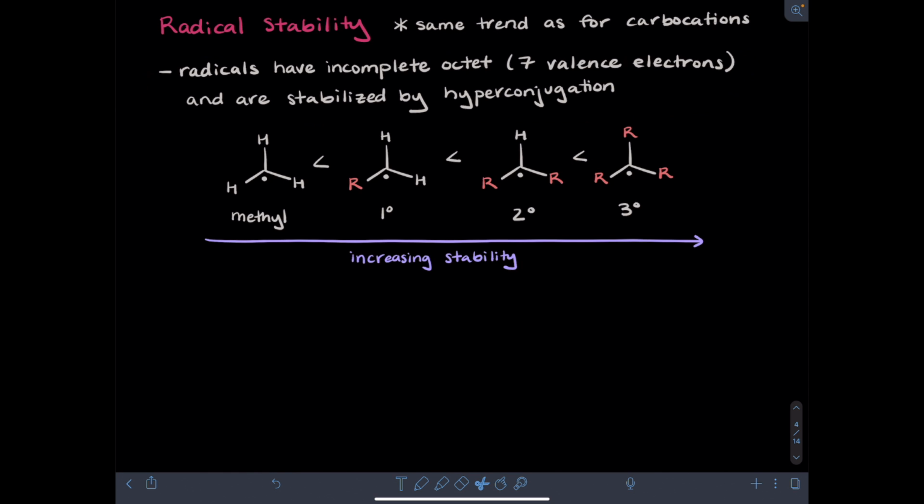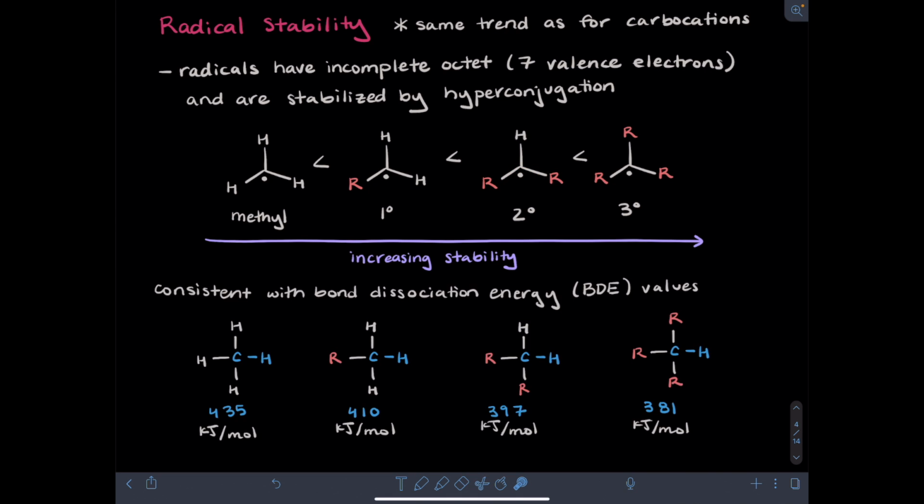So our stability trend for radicals mirrors that for carbocations, in that a methyl radical is the least stable, followed by primary radicals, secondary radicals, and tertiary radicals, where the primary, secondary, and tertiary refers to carbon substituents coming off of the radical containing carbon. The stability of these radicals is consistent with bond dissociation energy values for carbon-hydrogen bonds, where the carbon is either a methyl, primary, secondary, or tertiary.